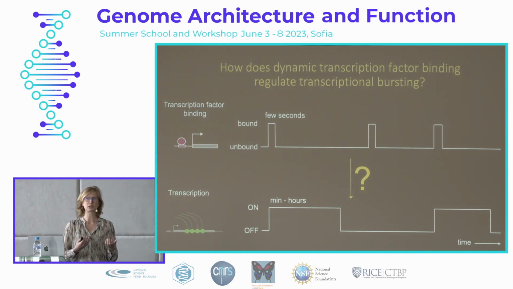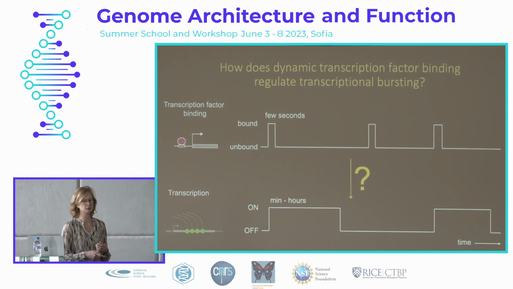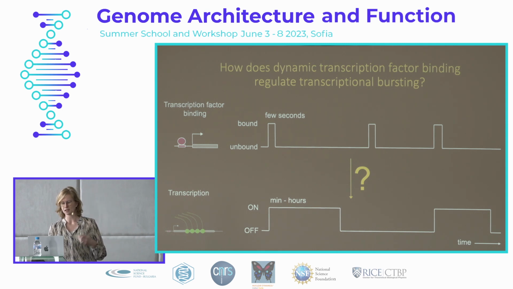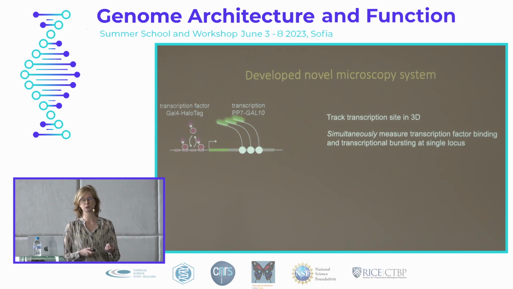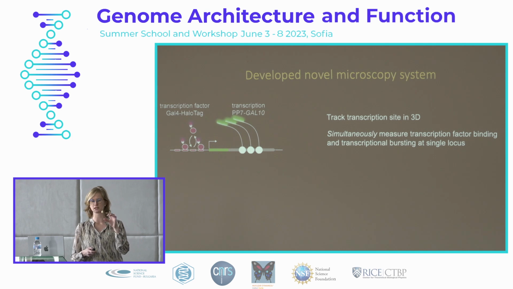One of the reasons that we couldn't really answer this question is because of technical challenges: we were able to measure transcription factor binding in single cells and transcription in single cells, but combining these techniques has been challenging, so we couldn't understand what the functional effect of this binding event was on transcription activation. So we now developed a novel technology that allows us to track the transcription site in 3D. We do this by using an astigmatic lens to determine the Z position, and we use an active feedback loop to keep the transcription site in focus.